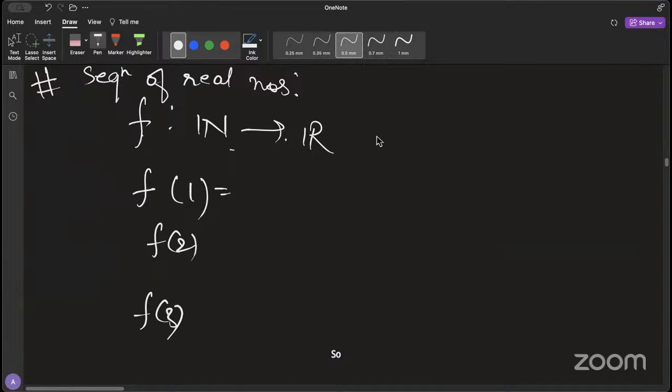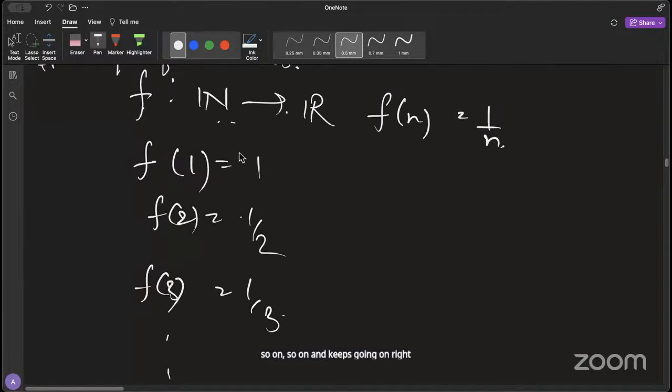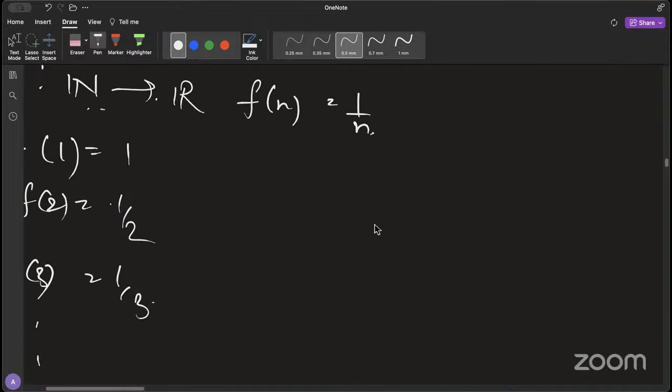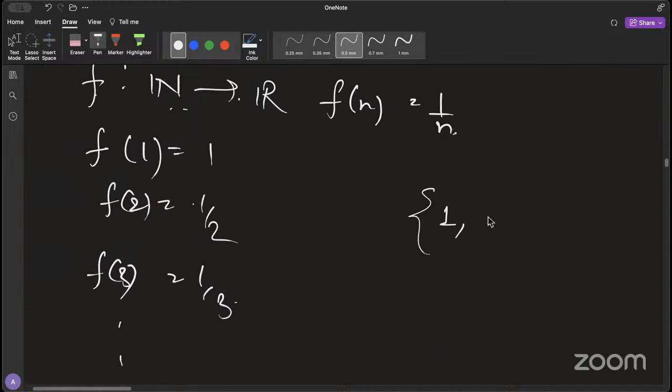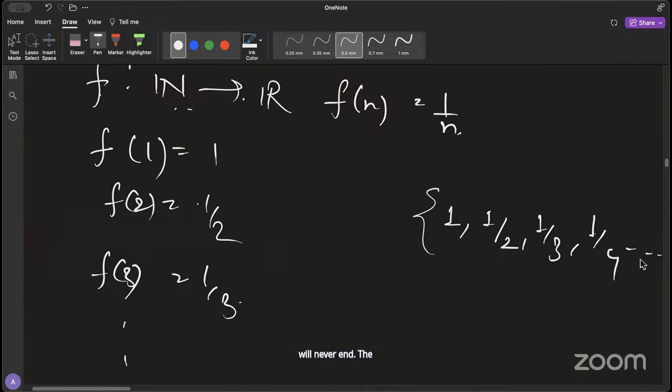So let's say I'm taking this function to be 1 by n. Then f1 becomes 1, f2 becomes 1 by 2, f3 becomes 1 by 3, and so on, and keeps going on, right? Because natural numbers never end. So what's my sequence then? If I have to write the sequence there, it will be 1, then 1 by 2, then 1 by 3, then 1 by 4, and so on, right? It will never end. The collection of all these values will be your sequence.